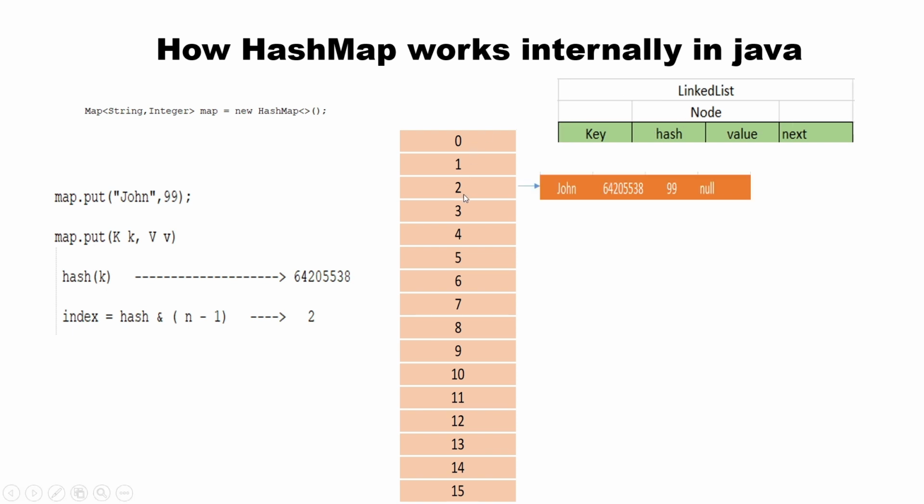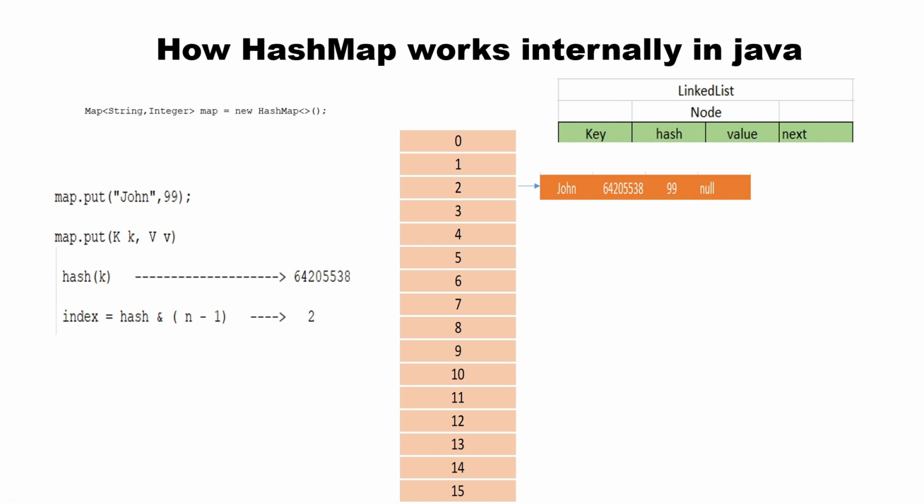Let's see how it looks. You can see in the second index of the bucket, a new entry is created. In this node we can see John as the key, value is 99, and the hash value is 64205538, which was generated for your key. This is the first node and it is not pointing to any other node, so the next pointer holds null by default.